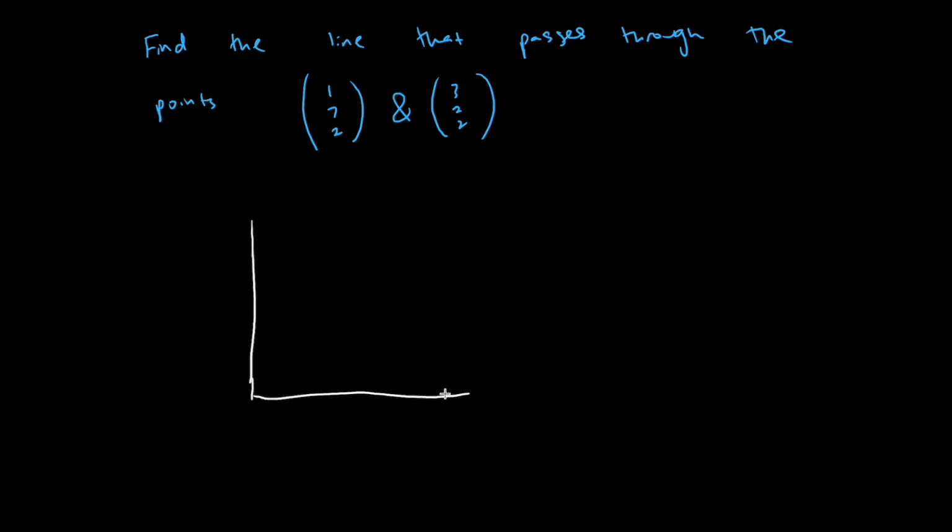So we can graph this real quick. Z, x, y. And I'll put these vectors down. I'll just treat them as vectors. I have (1, 7, 2), something like this, and I have (3, 2, 2). And I'll just put my 2 points right here. And I want to find this line, the line that passes through these 2 points.